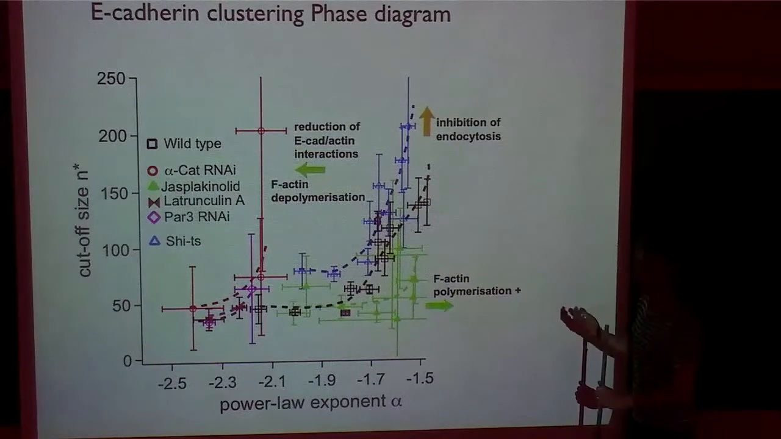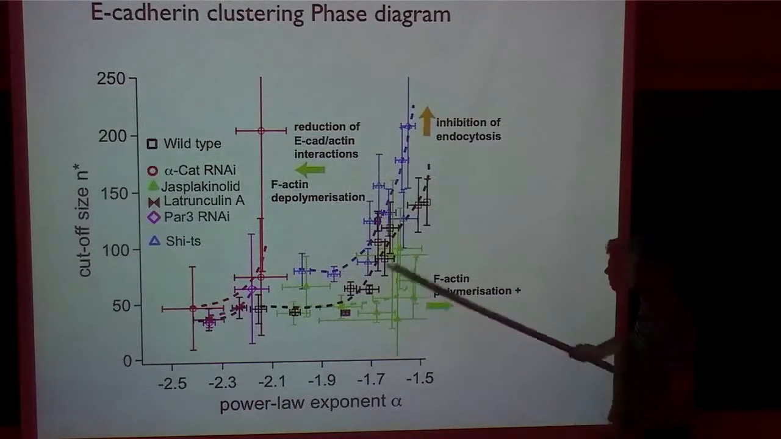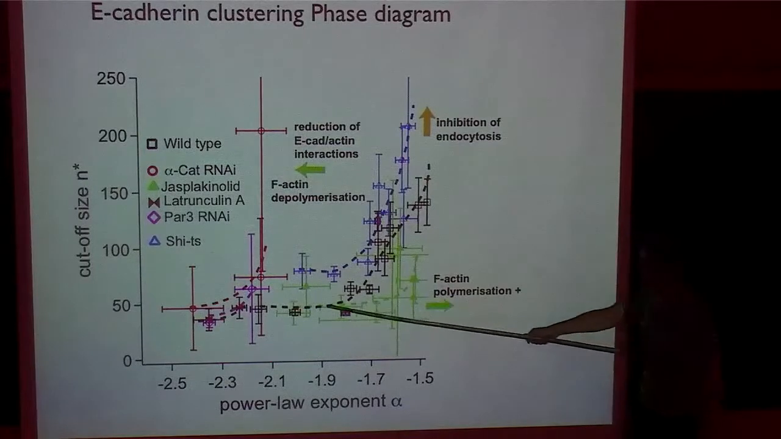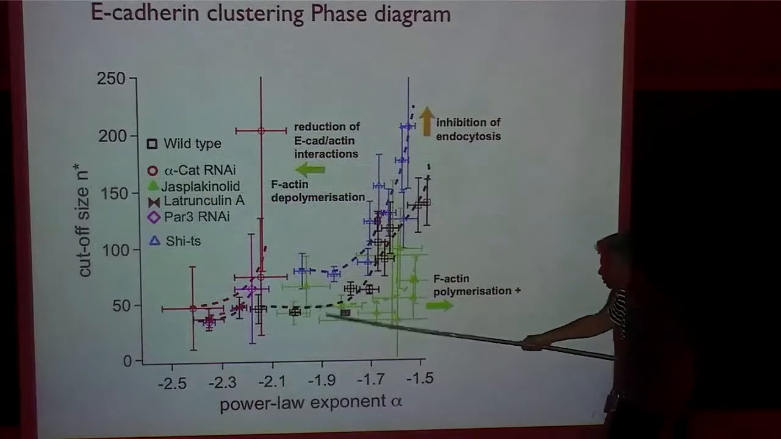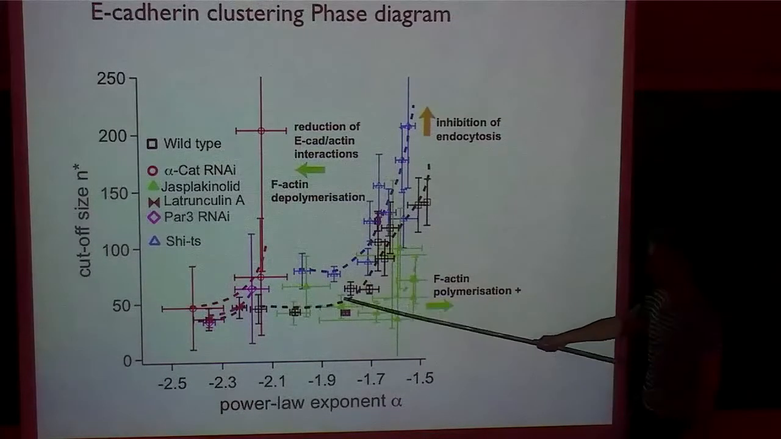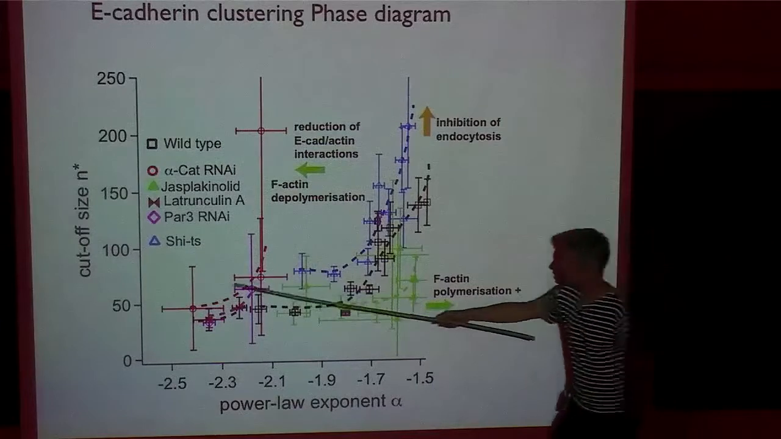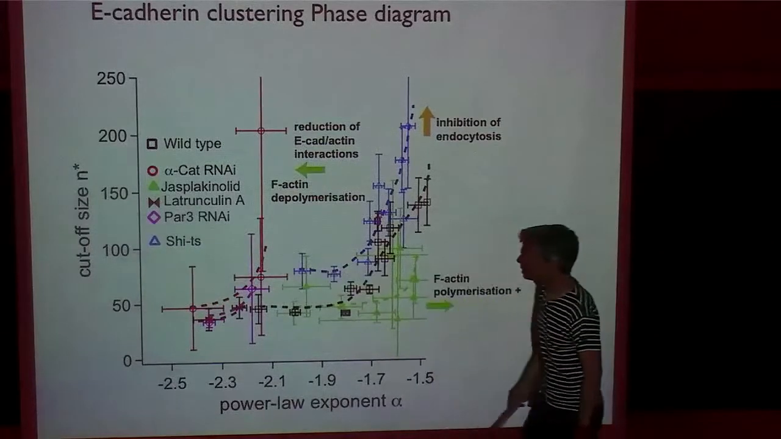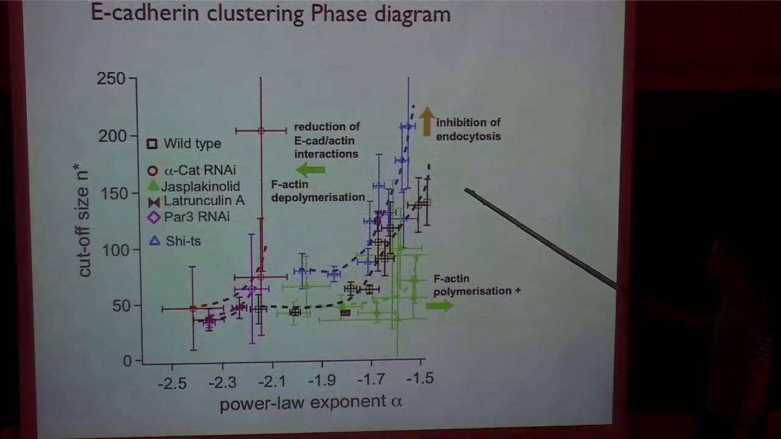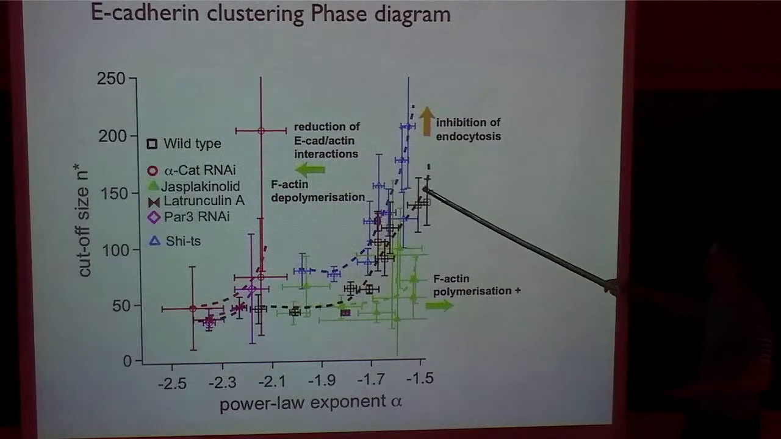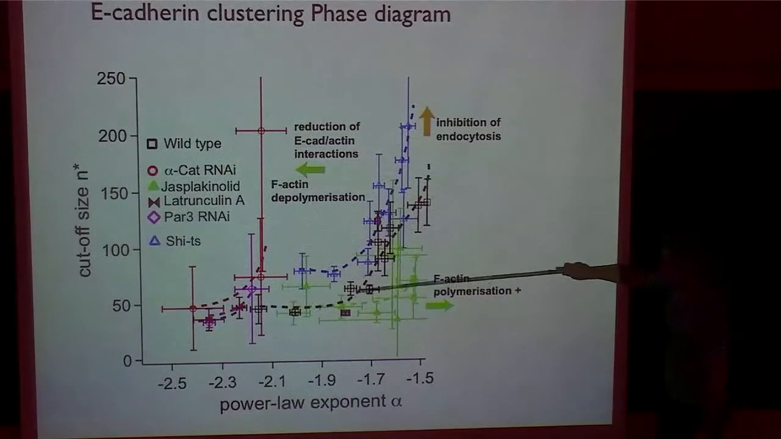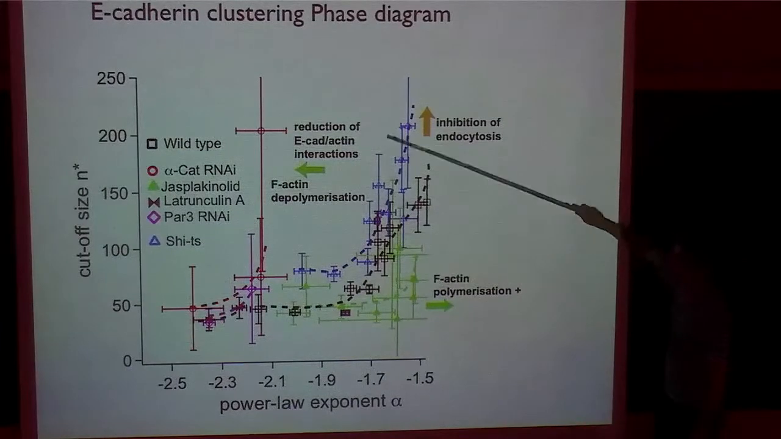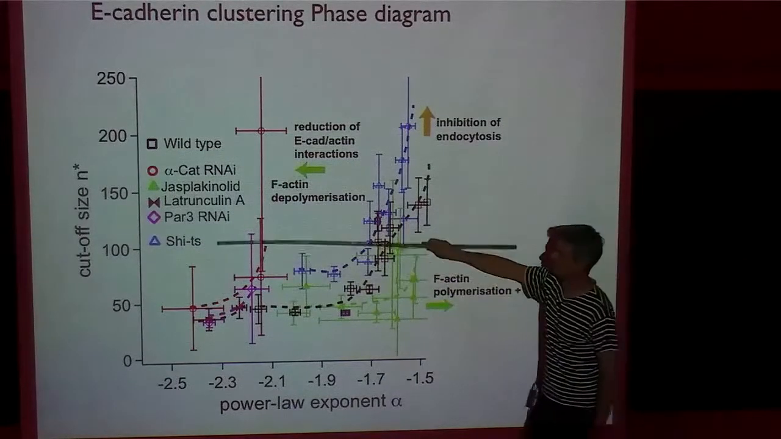So it's a phase diagram of E-cadherin clustering where I sum up all the data. Most of them I showed you. So this is the wild type where you see how clustering, the power law exponent, changes, and with the size, the cutoff size. And in this diagram, you can see the effects of actin polymerization or actin depolymerization. So endocytosis, as I showed you, just moves the wild type in this vertical direction, changing the cutoff size.